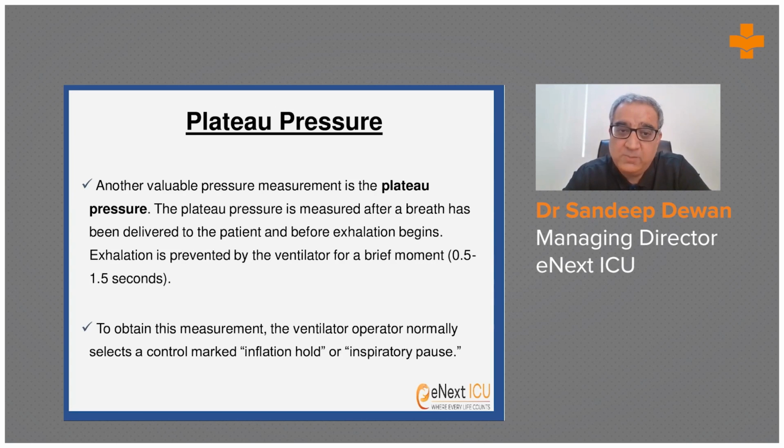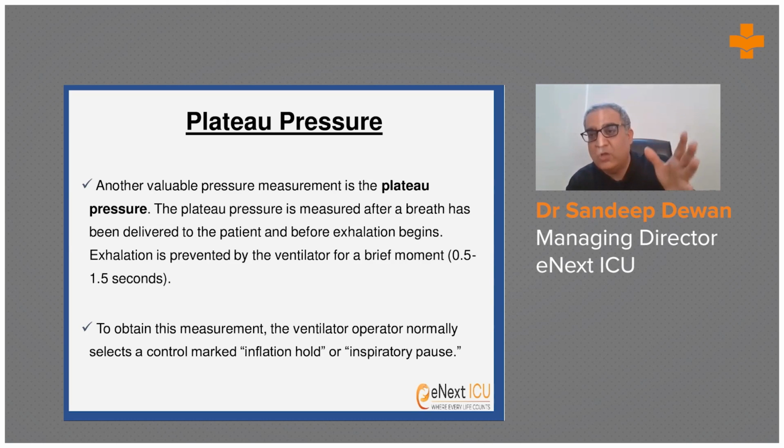Another is the plateau pressure. What is plateau pressure? The plateau pressure is measured after a breath has been delivered and before exhalation begins. What happens is we actually stop the ventilator for a brief period. Exhalation is prevented by the ventilator for a brief moment of 0.5 to 1 second. So we put a pause. As soon as we start the ventilator, the tidal volume goes in, inspiration ends. We give a small pause of 0.5 second and measure a pressure at the end, in the alveoli.